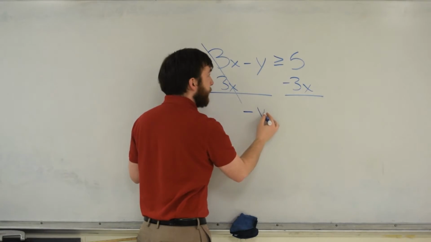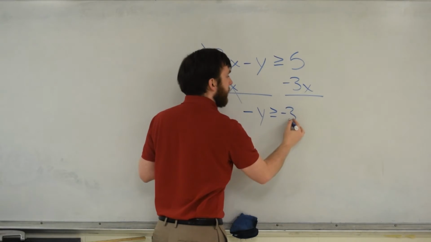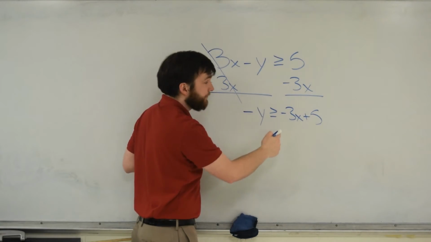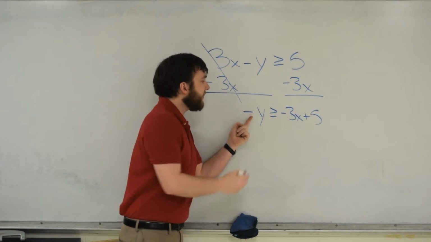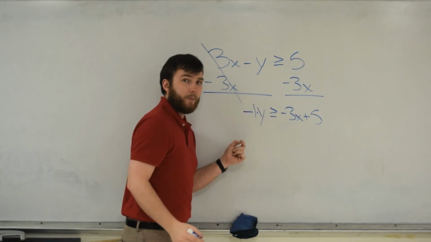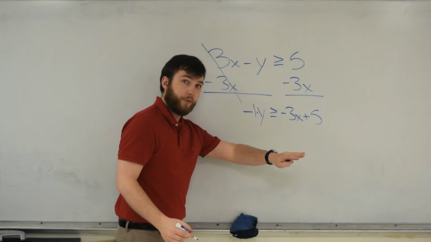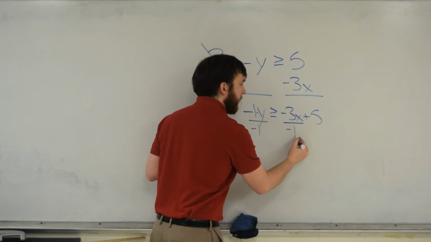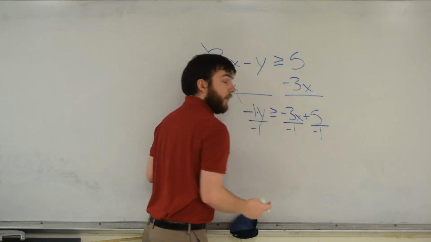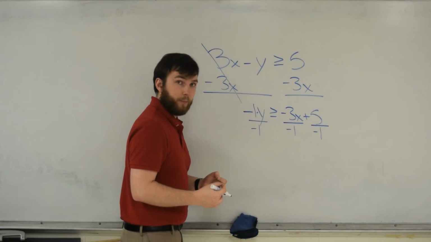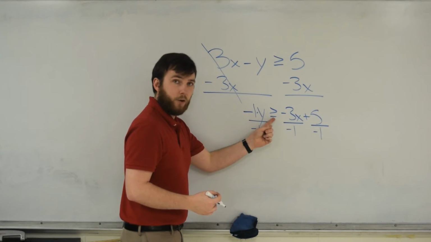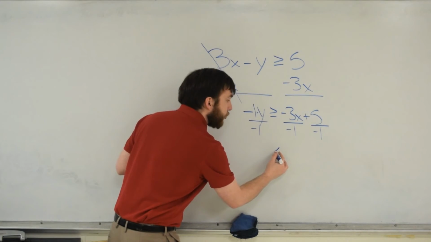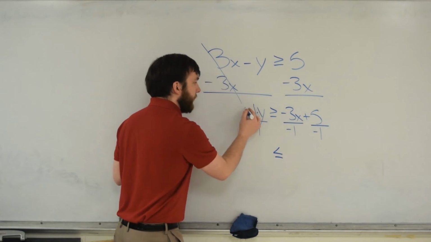Notice you have negative y left over. Those are not like terms, don't put them together. This is a negative 1 times y. So to move it to the other side, we're going to divide by negative 1. And this is the important part. When you take an inequality and you multiply or divide by a negative, you have to turn the inequality around.